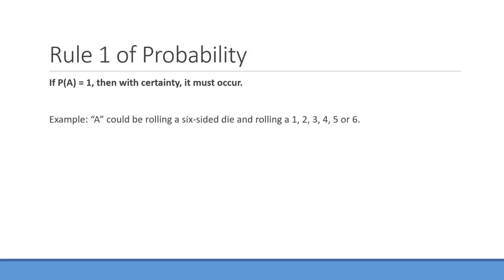It must happen. For example, let's say event A, in this case, is rolling a 6-sided die, and you roll a 1, 2, 3, 4, 5, or 6. I will put all the money I have on you rolling one of those if you roll a 6-sided die. There's no other options, right? So with certainty, that's going to happen.